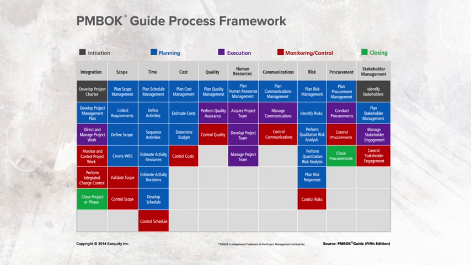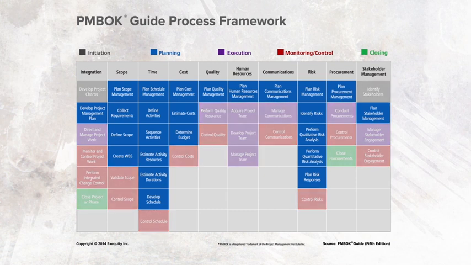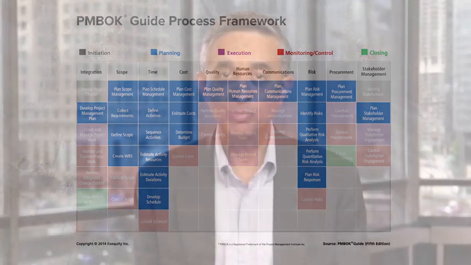Now let's make sense of the predominance of planning. You can see that most of the 47 processes here are planning processes. Does that mean we spend most of our time and money on planning? Certainly not. What it does mean is that we have a larger checklist associated with planning. That is the best way to think of the predominance of planning.